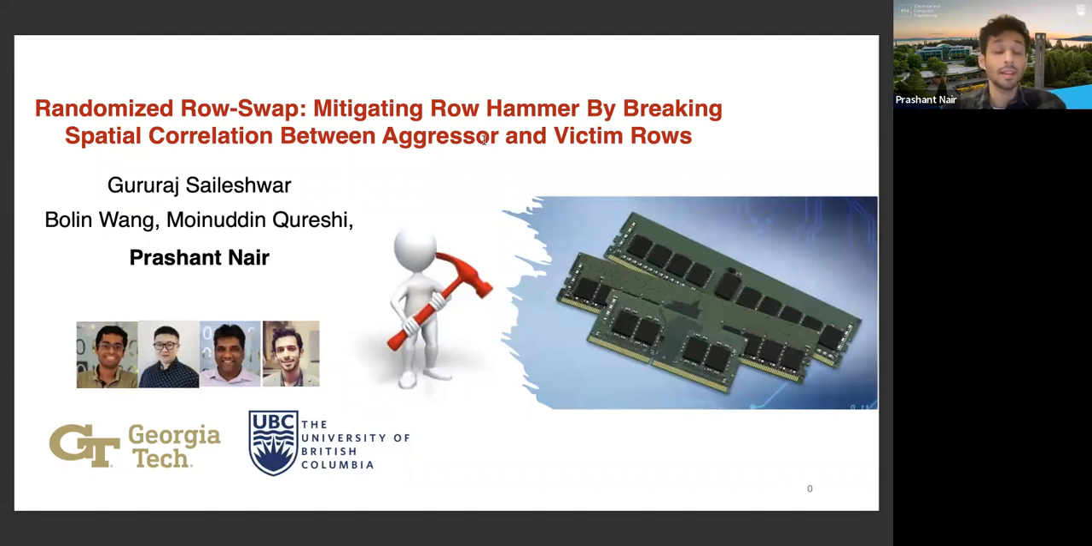Hello, I'm Prashant Nair, and I'm going to be talking about randomized RowSwap, mitigating row hammer by breaking spatial correlation between aggressor and victim rows. This was a collaborative effort between Georgia Tech and the University of British Columbia.